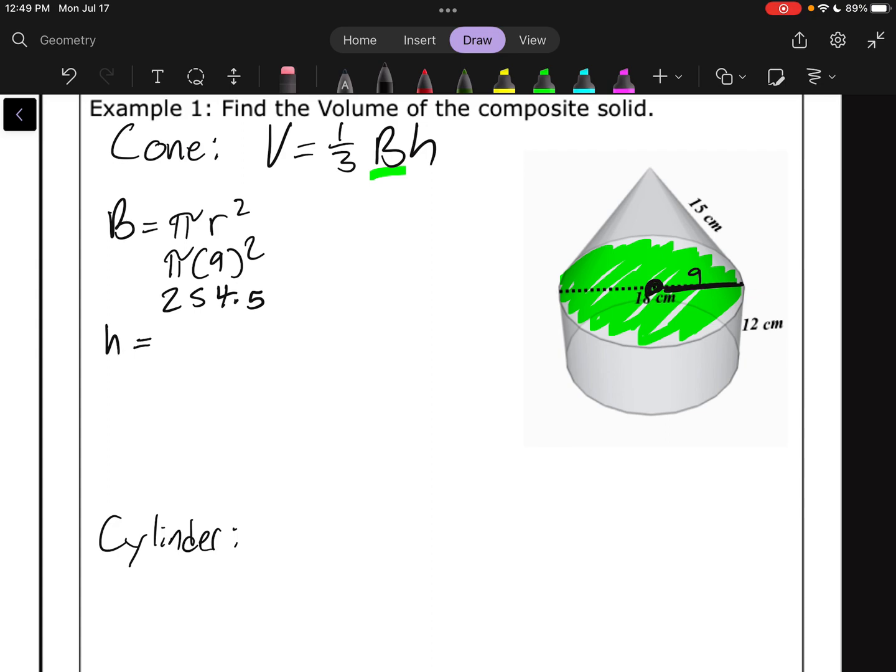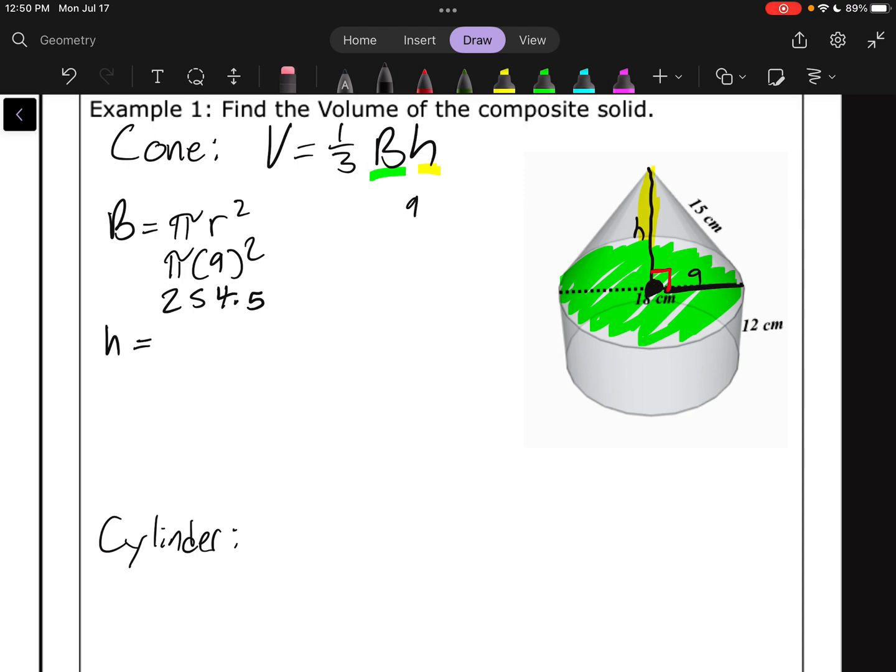Now our H, the height, does not seem to be anywhere. We do not have it. The height of a cone should be the distance going straight up from the center of the circle to the tip of the vertex. We don't happen to have that. However, what we do have is the slant height. And we've got some knowledge that the height and the radius and the slant height make a right triangle.